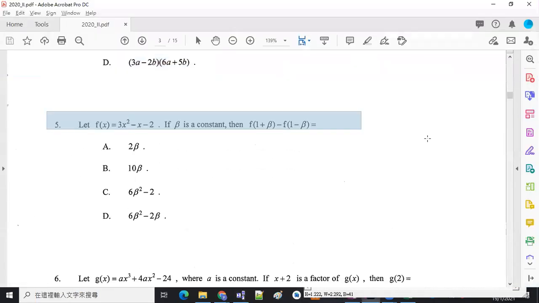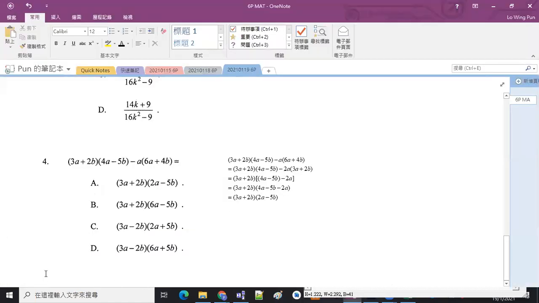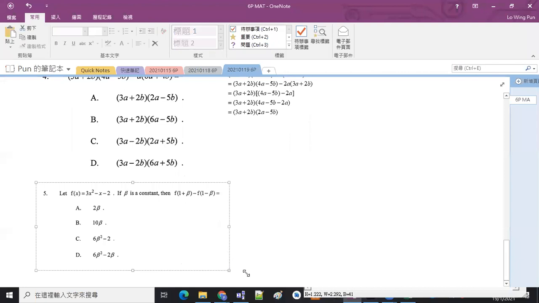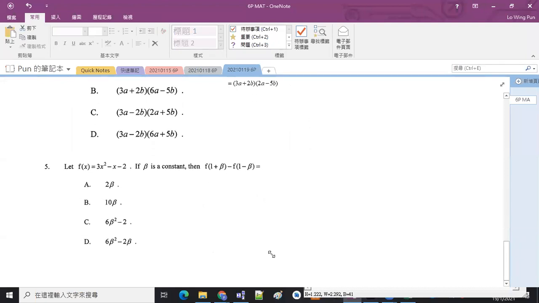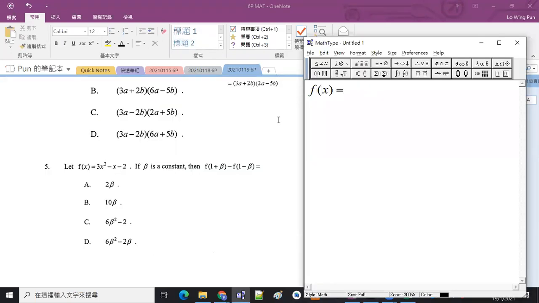Number 5. Now number 5，雖然你見到有個 beta 呢個嘢喺度，OK，咁但係呢個唔係咩 sum of roots、product of roots 嗰啲嚟嘅，純粹係一個 function 代數嘅啫。f(x) is a function and we have the formula of the function. f(x) is calculated by 3x squared minus x minus 2. And beta is a constant. The question asks us to find f1 plus beta and then minus f1 minus beta.